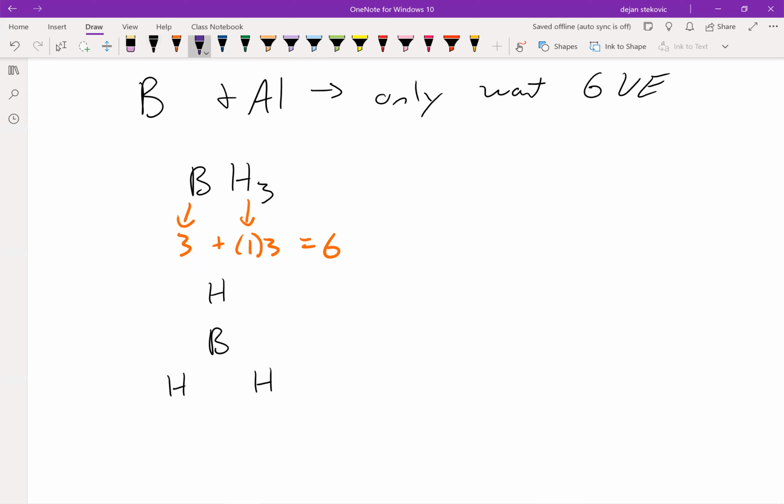And then we do 1, 2, 3 bonds. That uses up all of our valence electrons. And in this case, boron only has 3 bonds, and it's totally happy like that.